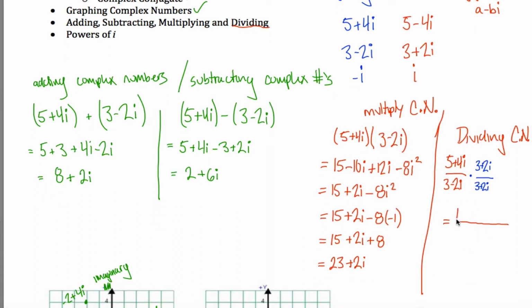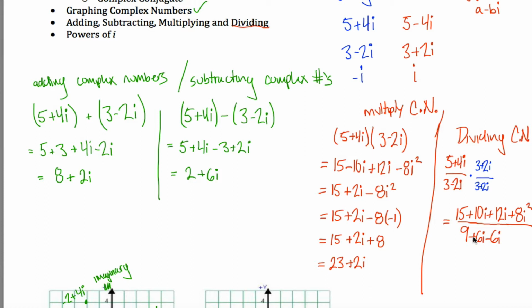5 times 3 is 15. I'm foiling out the numerator here. 5 times 2i is 10i. 4i times 3 is 12i. And 4i times 2i is 8i squared. Down in the denominator, 3 times 3 is 9. 3 times 2i is 6i. Negative 2i times 3 is negative 6i.